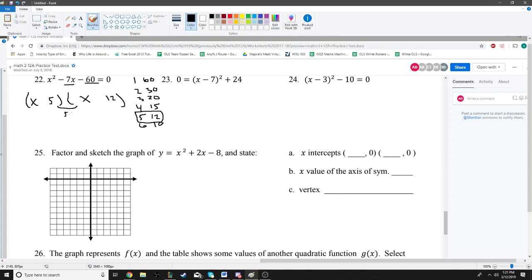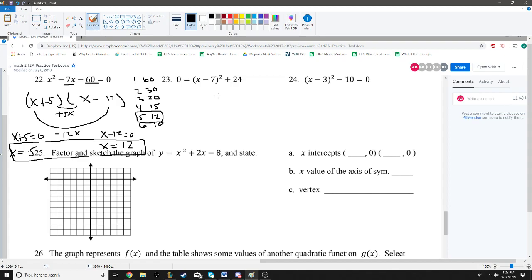5 times x is 5x. x times 12 is 12x. And we need this to be a negative 7, so this will be a positive 5x and a negative 12. So it should be x plus 5, x minus 12. So then we have to set each of them equal to 0. So we have x plus 5 equals 0. When you solve that, you get x equals negative 5. You also get x minus 12 equals 0. And when you solve that, you get x equals positive 12. So x equals negative 5 and positive 12 for our answers.